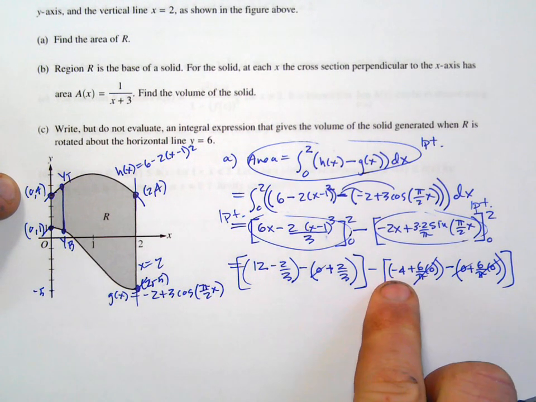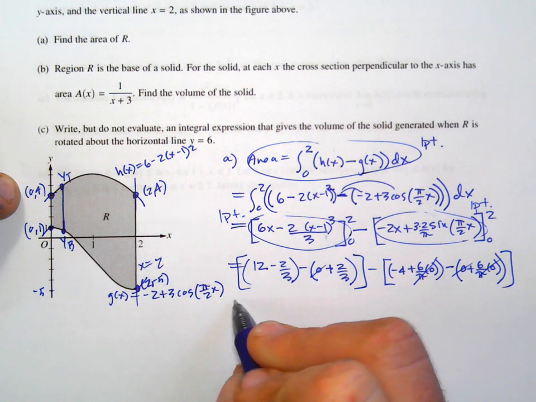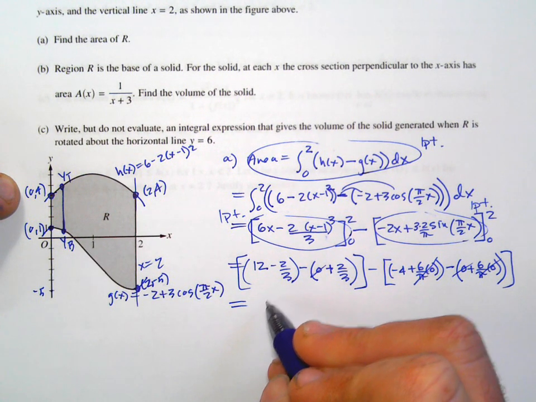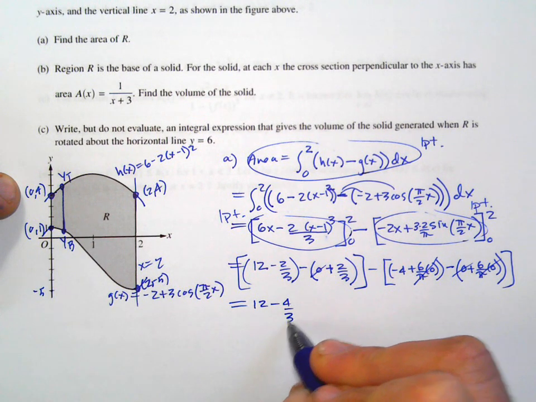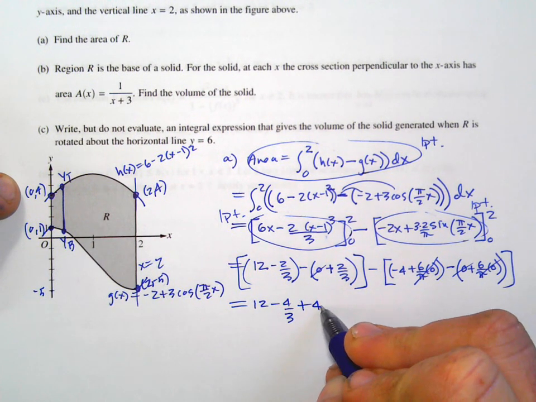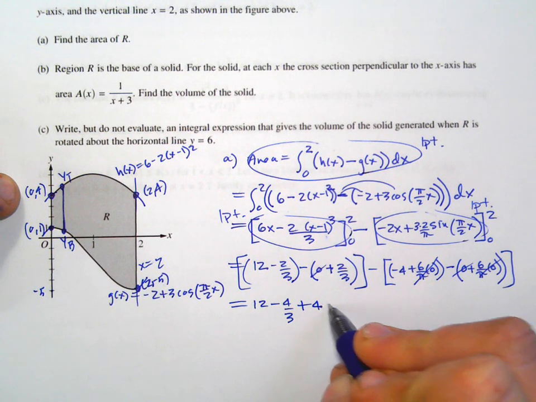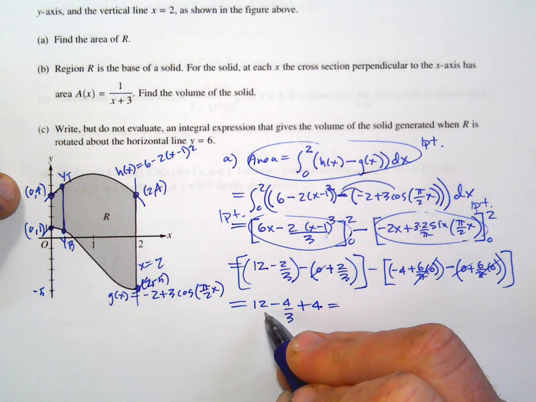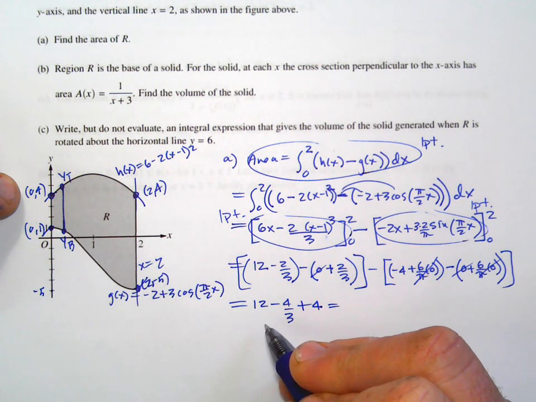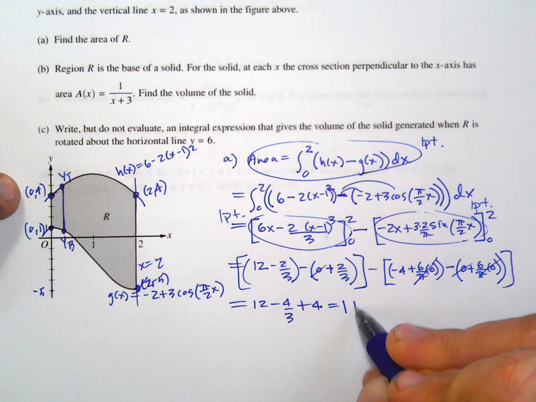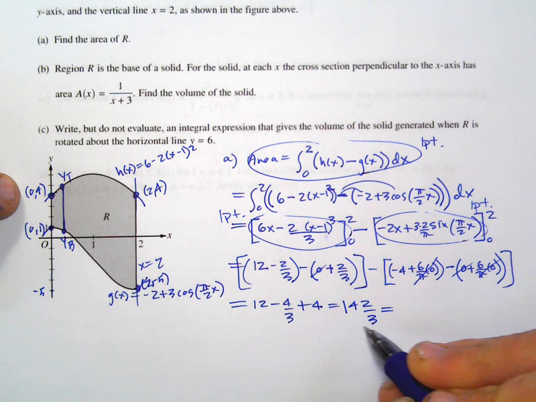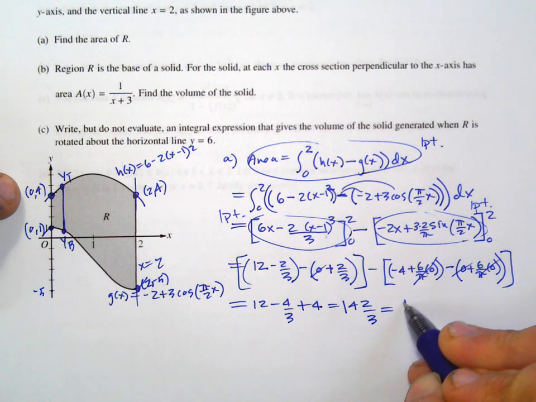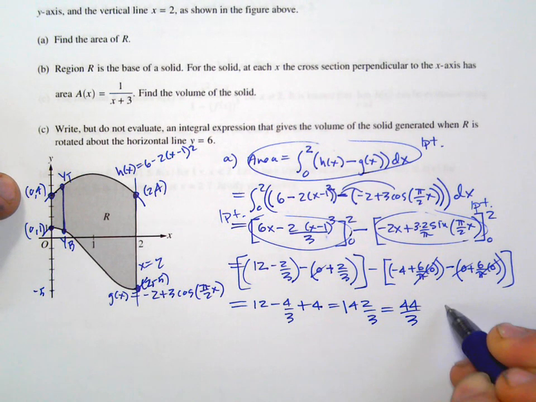We do have a negative 4 there. Okay, so the answer is going to be 12 minus 4/3 plus 4. And so we could write that as 16 minus 1 1/3. So it'd be 14 2/3, or 3 times that would be 44/3. So your final answer is a point.